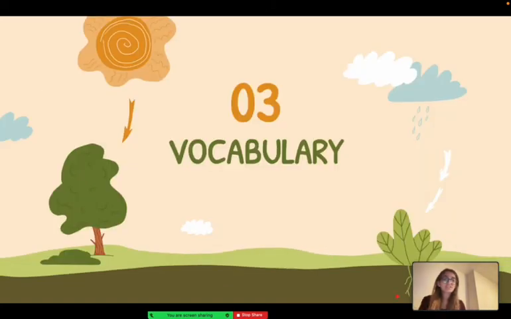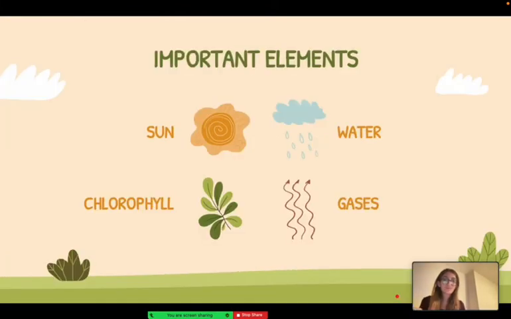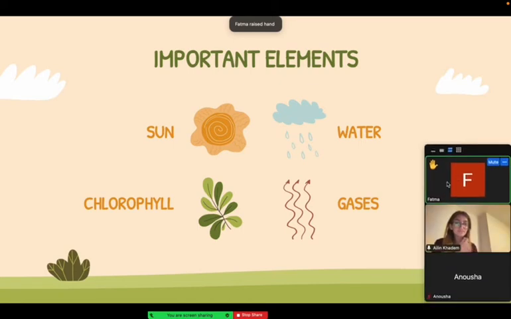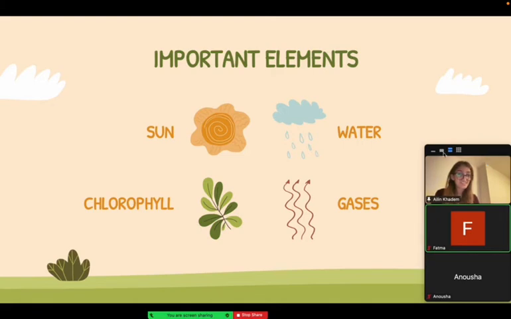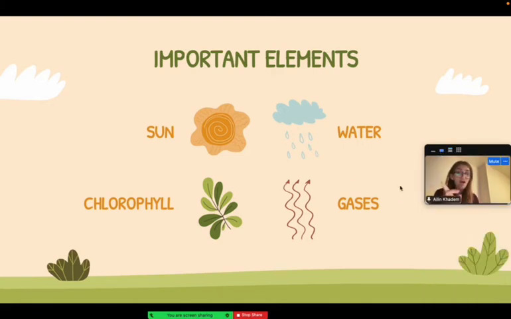Now, lastly, let's just get into the vocabulary. So we already mentioned the sun, the water, chlorophyll, and the gases, so carbon dioxide and oxygen, and hydrogen as well. Hydrogen, yes, Fatma? You have a question? I have a question. Yes. What's chlorophyll? That's a great question because we're going to get into it in the next slide, actually. So that's a really good question.